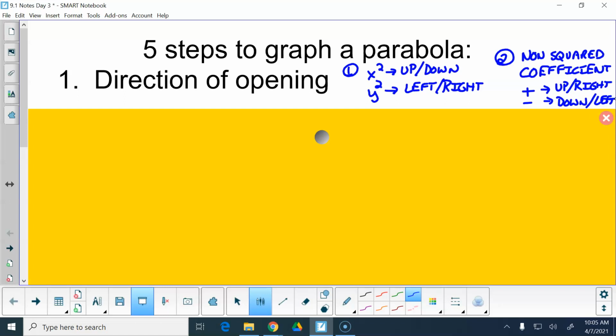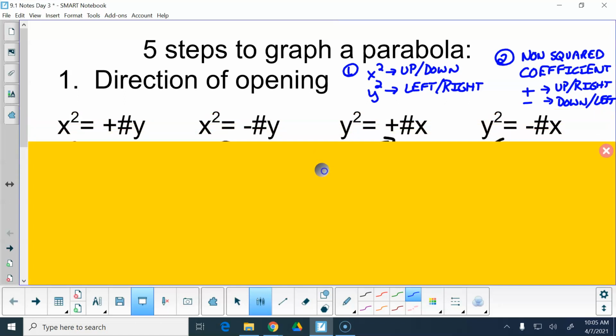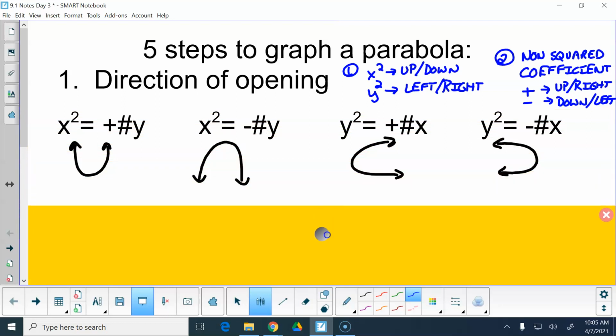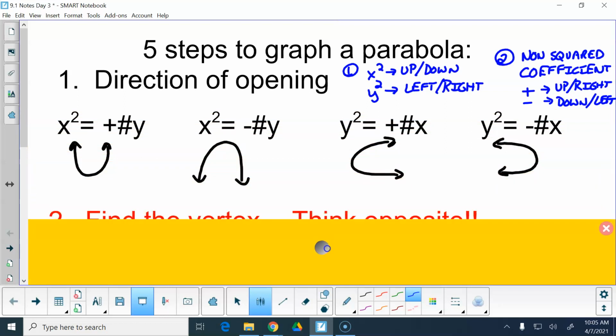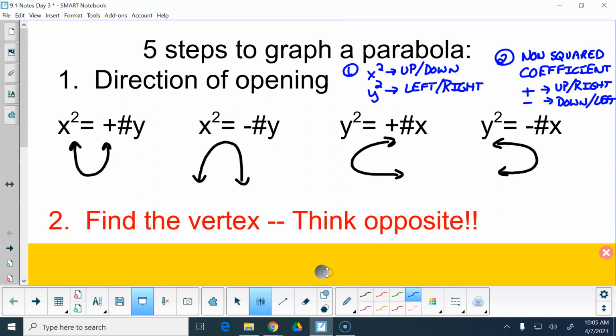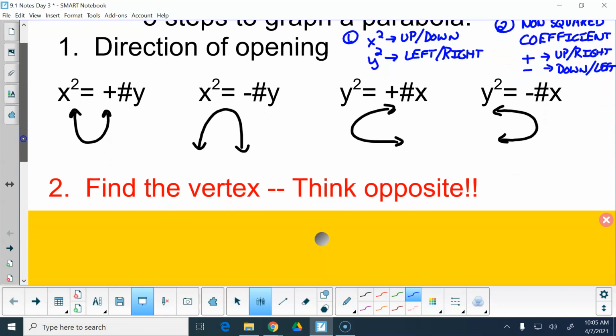Second thing, second step. Identify the vertex, okay? And we look for that with parentheses. We think oppositely inside parentheses, right? X goes with X, Y goes with Y. Okay?